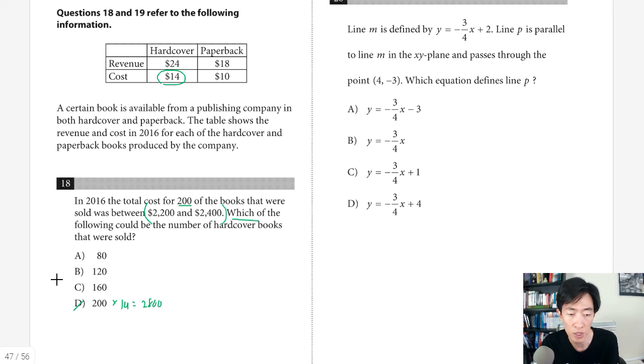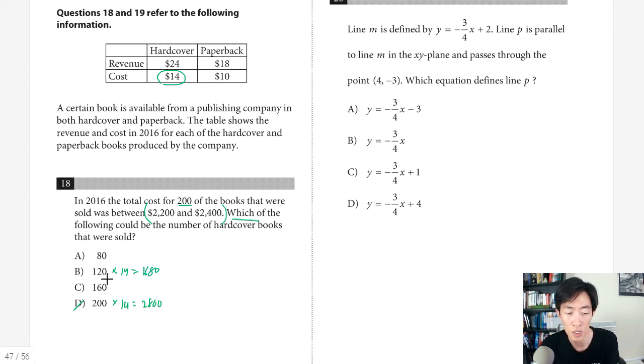And then out of A, B, and C, probably the best strategy is to go with choice B since it's right in the middle. If choice B doesn't work and if it's too small, you know the answer is C. And if it's too large, then we know that the answer is A. So let's do it the same way. If 120 hardcover books were sold and the cost was 14 each, you could do this on your calculator. 120 times 14 is going to be 1680.